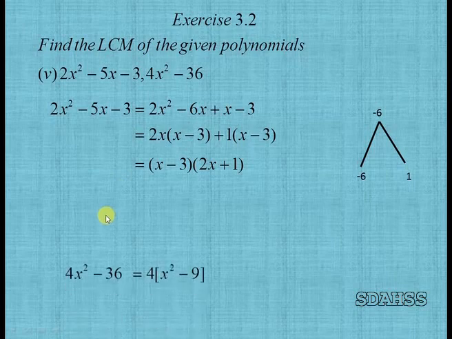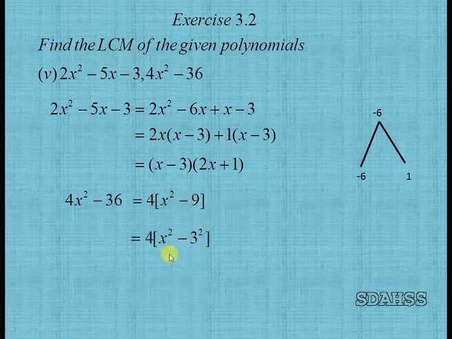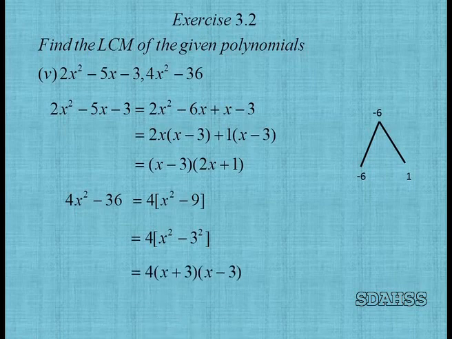Consider 4x² - 36. Here 4 is a common factor, so take it outside. So this becomes 4 into (x² - 9), since 4 nines are 36. 9 can be written as 3², so 4 into (x² - 3²). This is in the form of a² - b². The expansion of a² - b² is (a + b)(a - b). So this can be written as 4 into (x + 3)(x - 3).